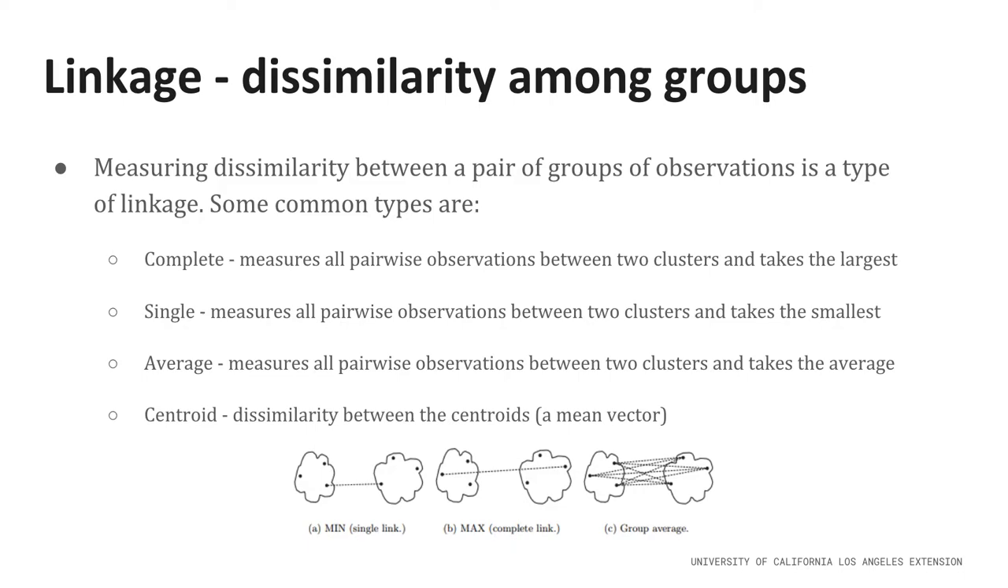So you're going to measure all the pairwise observations, and if you use the max, that's complete. If you look for the smallest one, that's single. If you do an average, that's just average. And then you can also look at centroid, which would be finding that center point of that group as opposed to the average. And depending on which technique you use, you can end up with varying-looking dendrograms.